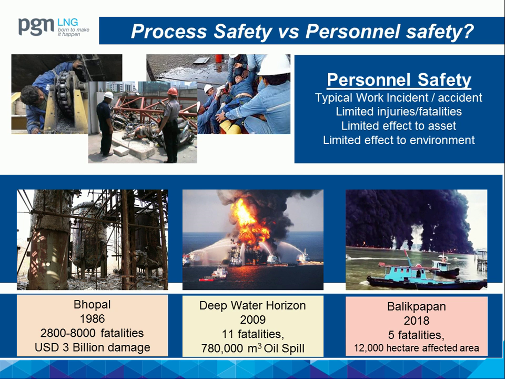People sometimes confuse process safety and personal safety. So what is the difference? Personal safety is basically typical personnel safety. In this case, it is a typical work incident or accident where the consequence would be limited injuries or fatalities to one person, one or two in this case, and the effect on the asset would be limited as well, and limited effect on the environment.